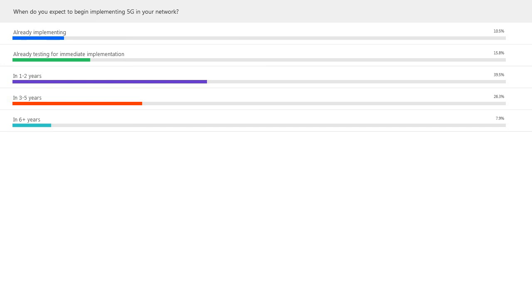3, 2, 1. And you can see we have just 11% already implementing 5G, 16% testing for immediate implementation, 40% in 1 to 2 years, and 26% 3 to 5 years, 8% 6 plus years. Quite a spread there. I think the largest group, 1 to 2, aligns pretty well with my understanding of the timeline. So David at ECI, I'm going to hand over to you now. If you have a little comment on the poll, then please feel free.